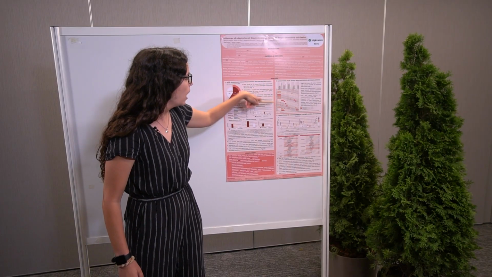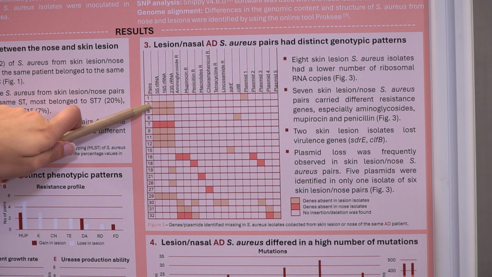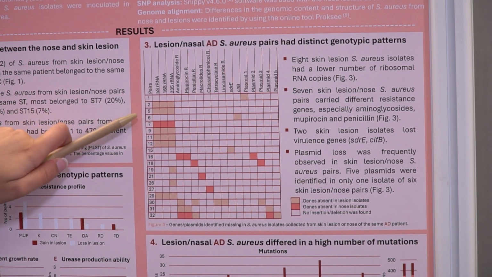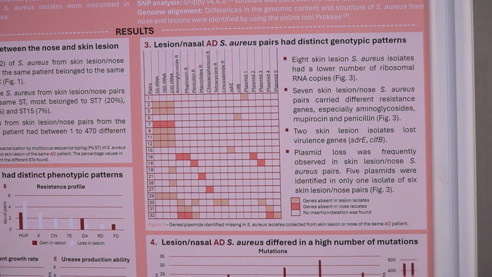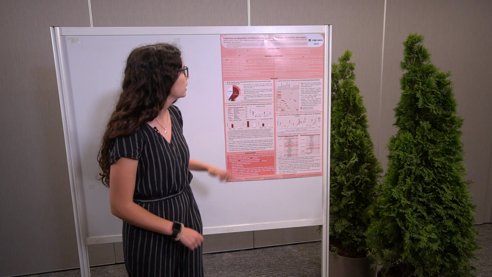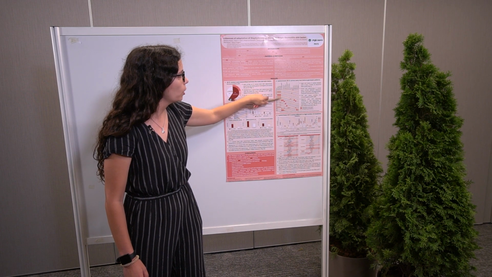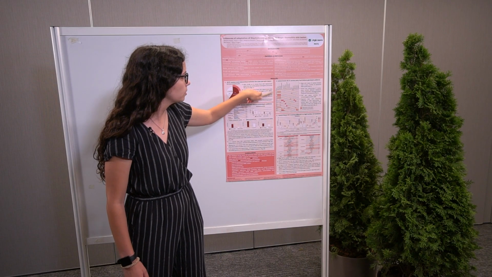After that, we tried to understand and to identify the genotypic factors associated with AD. Here, I'm showing you the number of genes and plasmids absent in the lesion isolates, identified with this brownish color, and absent in the nose isolates, identified with this pink color. We performed a genome alignment to identify deletions and insertions, and we found that the lesion isolates carried a low number of ribosomal RNA copies.